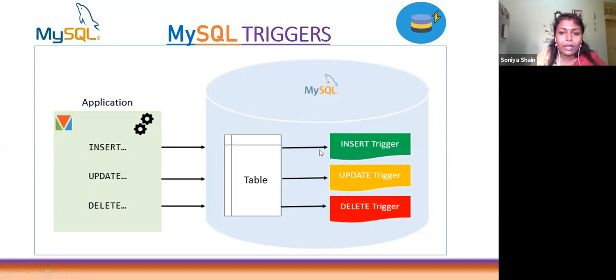So the table is there. You have implemented the corresponding triggers, insert, update, or delete. Any trigger you have implemented, when you execute the statement, inserting some data to the table, automatically the trigger you defined will happen. Update means the corresponding update trigger will happen. Delete means the corresponding delete trigger will happen. So this is the working of triggers in MySQL, or in general.